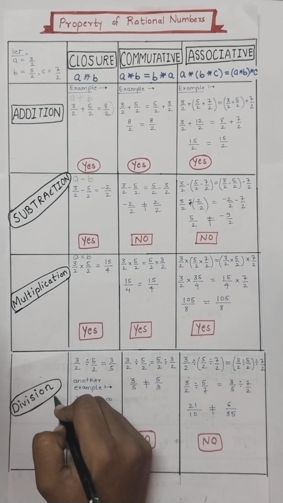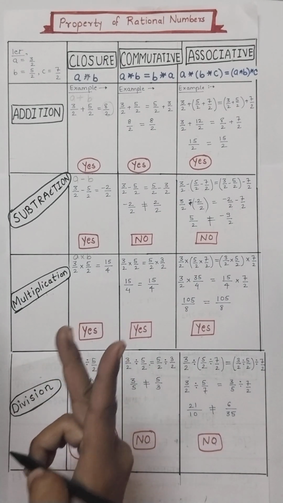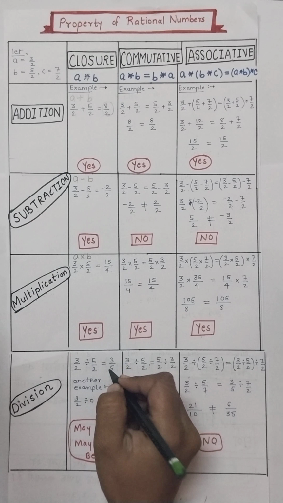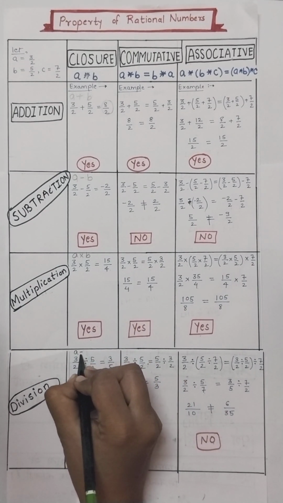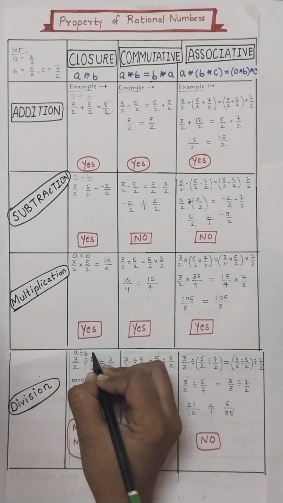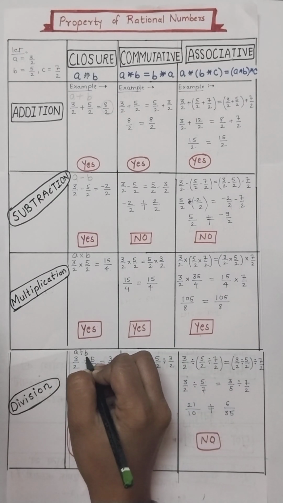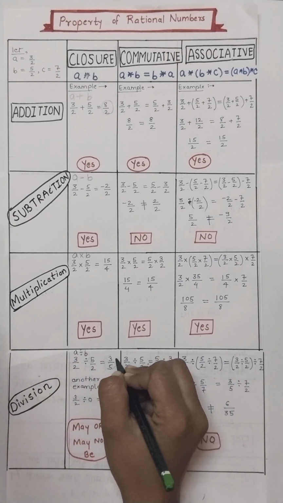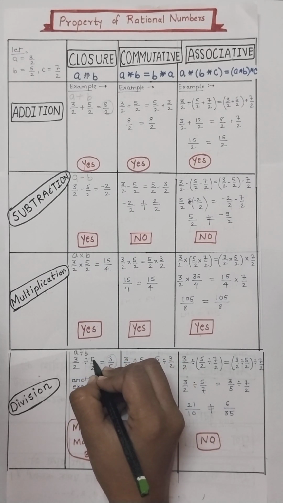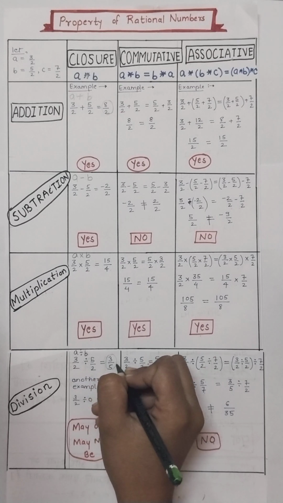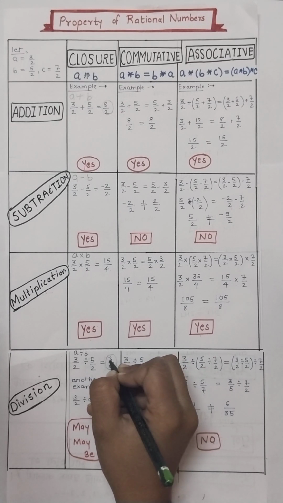Next is for division. When we divide two rational numbers, the answer must also be a rational number. Here we will divide a by b. So a is divided by b, and the answer is also a rational number. This is value of a, 3 by 2, divided by b, 5 by 2. So our answer came 3 by 5. That is a rational number.